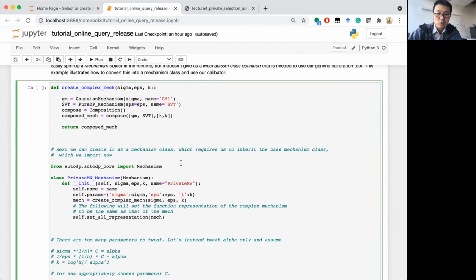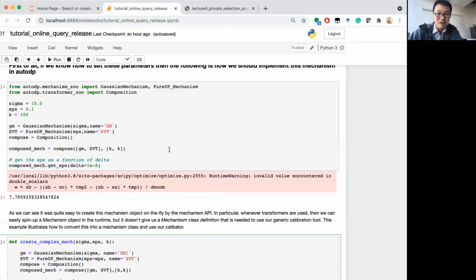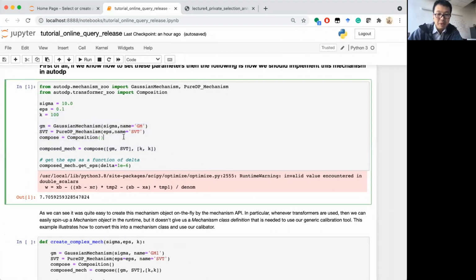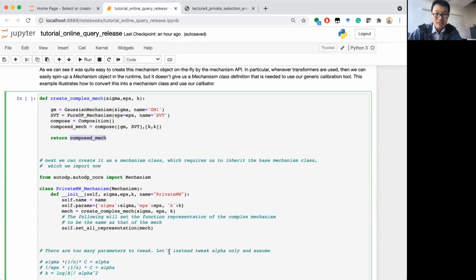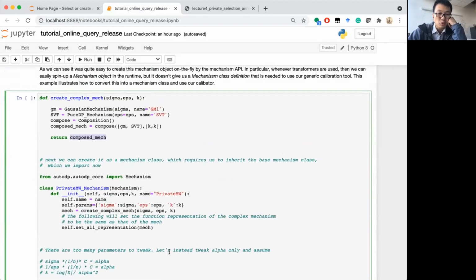So here's a standard way of doing it. What we should do is put this implementation of the mechanism and wrap it around a function, let's say create complex mechanism. This is doing exactly what we explained, describing the private multiplicative weight algorithm with these given parameters chosen. Then this will return the composed mechanism, which has everything. And what we're going to do is create a mechanism definition out of this. It is also straightforward and somewhat standard.